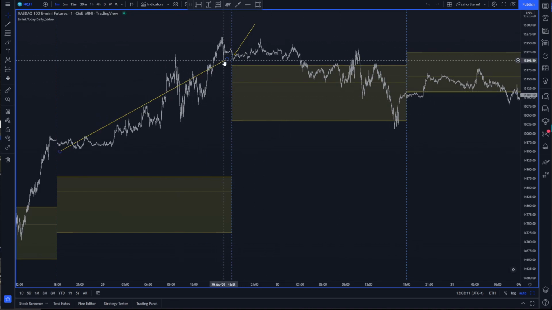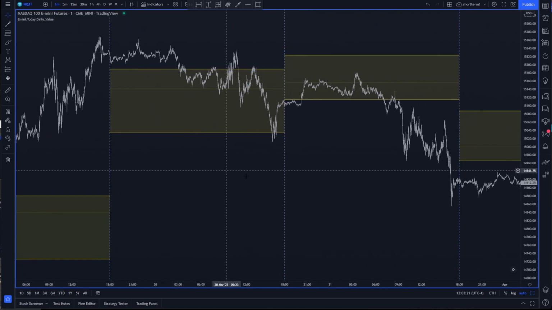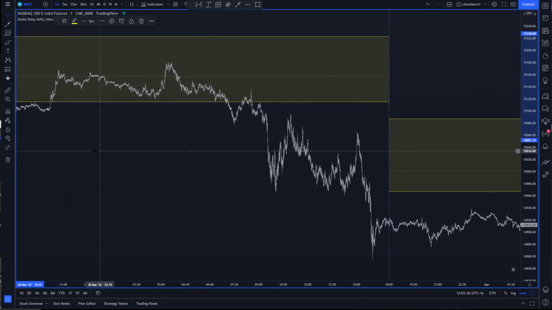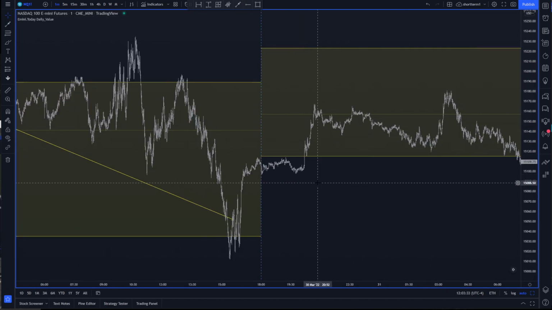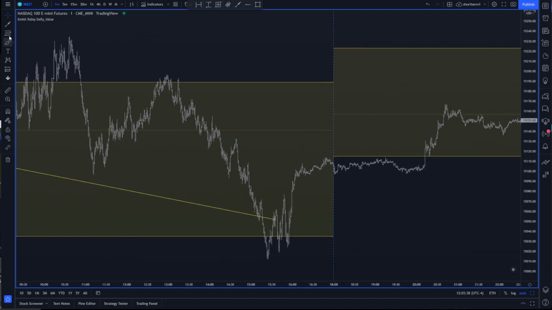Now, this is not the only case possible, because there is another possible outcome on the session. So let's say here we have a down day, but the close is below the value area. So we want to look for shorts.